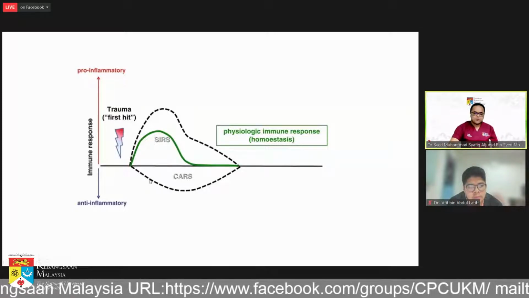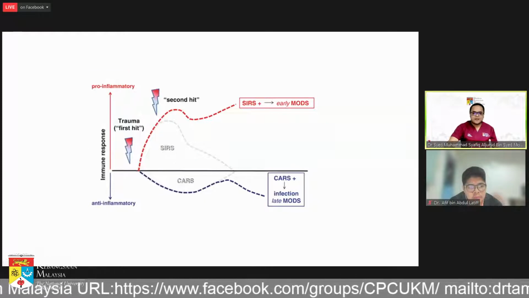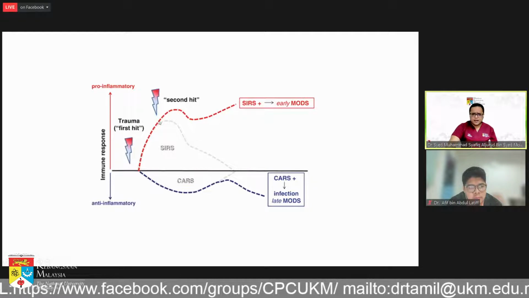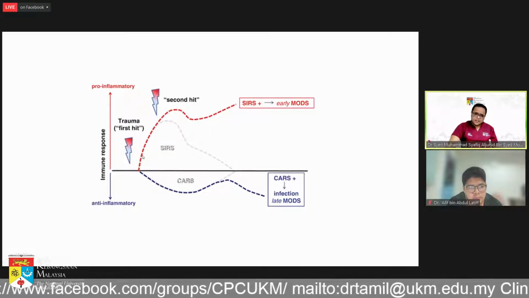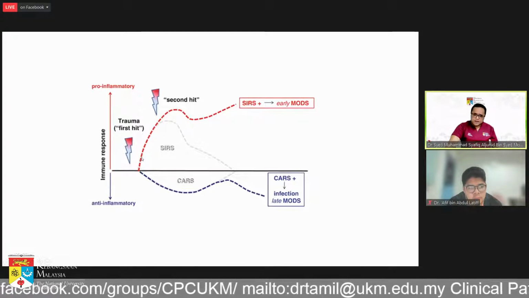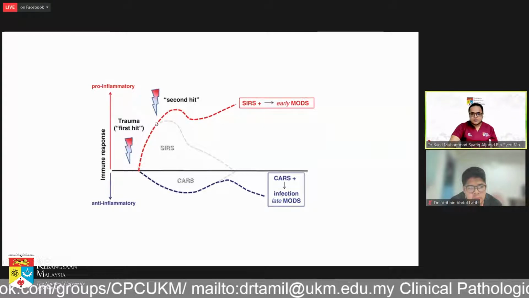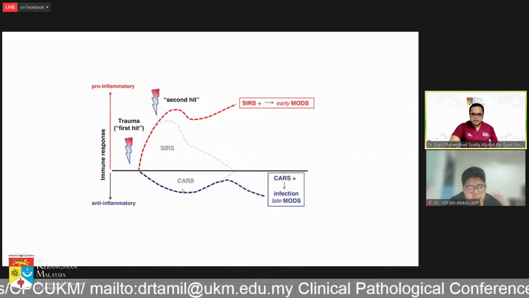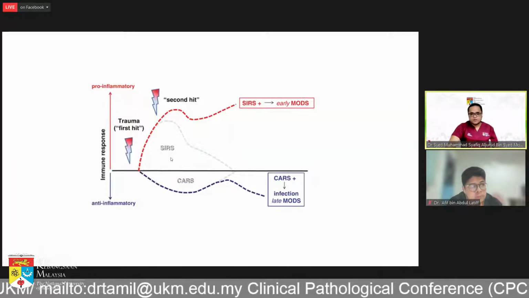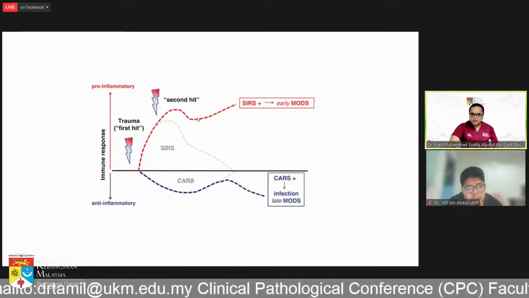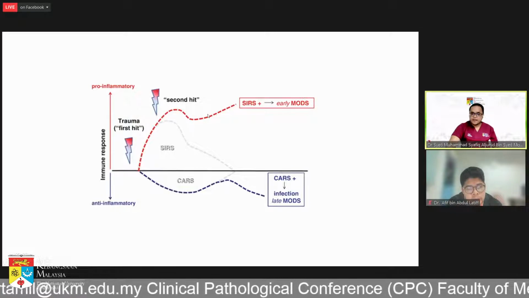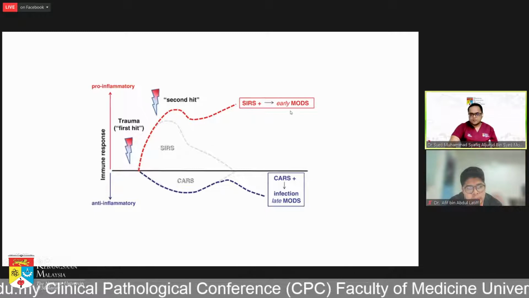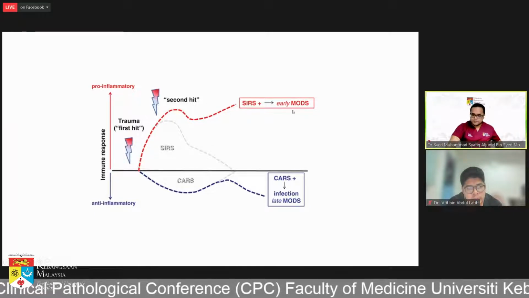Okay. So when you have a second hit, meaning you go in for surgery, your SIRS is still in a state of increasing trend. So it does not have time to reduce because your CARS is actually overwhelmed. So this will cause another spike in your SIRS and will cause early MODS, which is your multi-organ dysfunction syndrome.